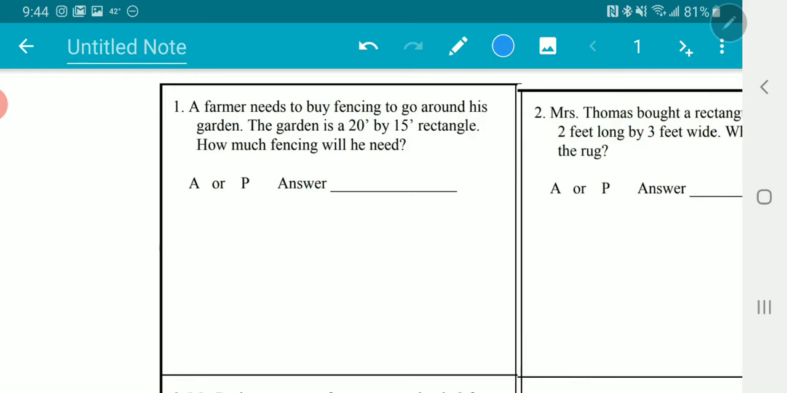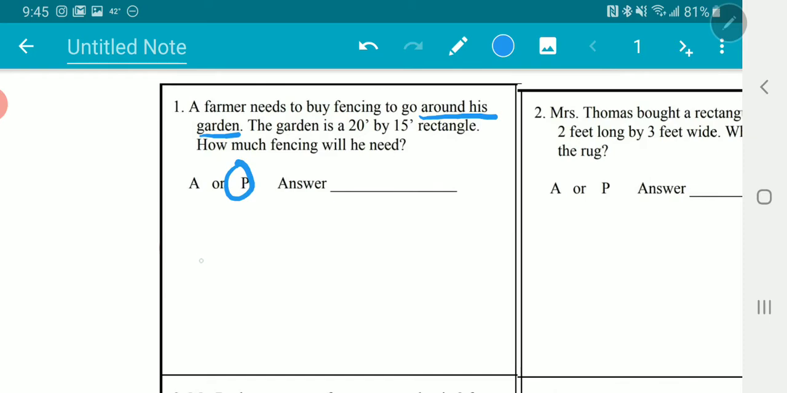Okay, so number one says a farmer needs to buy fencing to go around his garden. The garden is 20 feet by 15 feet, and it's a rectangle. How much fencing will he need? So for this question, to go around his garden, that's going to be your key words right there. If you're going around, that is going to be perimeter. So we're starting with perimeter.